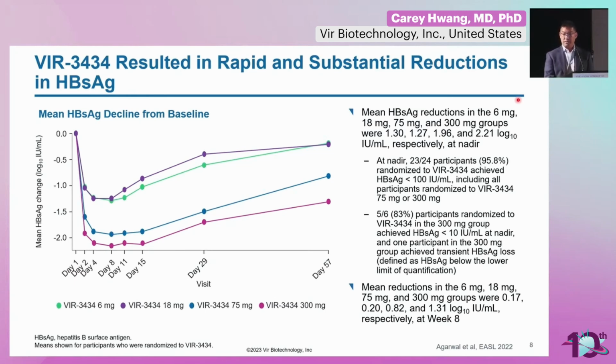So at nadir, 23 out of the 24 participants achieved a surface antigen less than 100, including all those participants that were randomized to the 75 and 300 milligram dose groups. And then 5 of 6 that were randomized to the 300 milligram group also achieved surface antigen less than 10 at nadir.